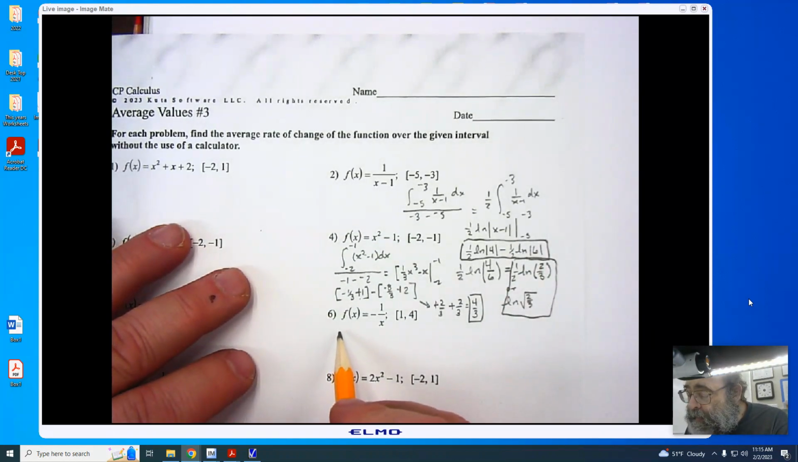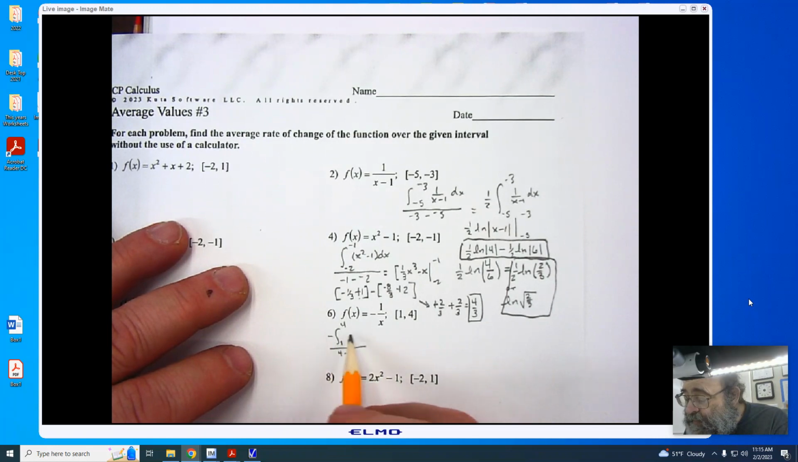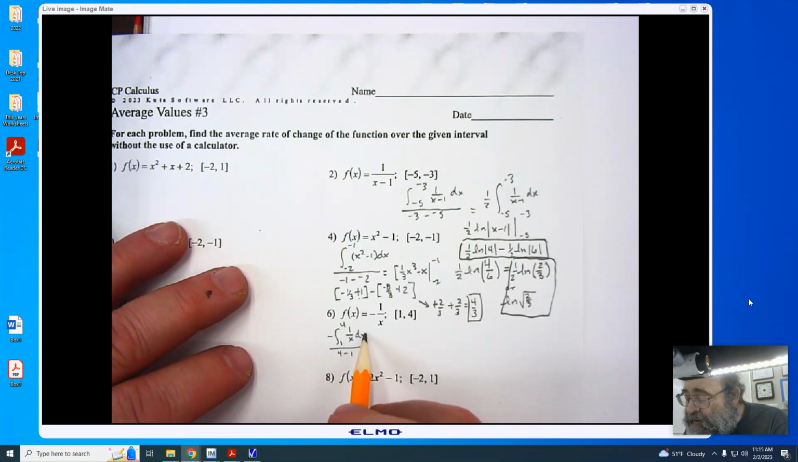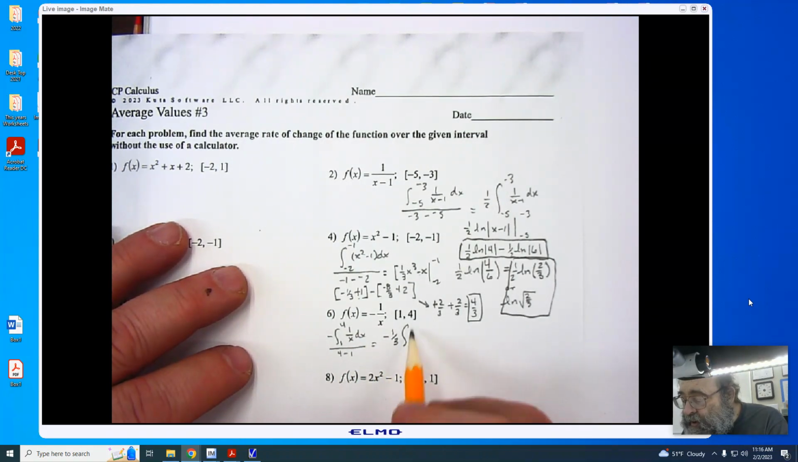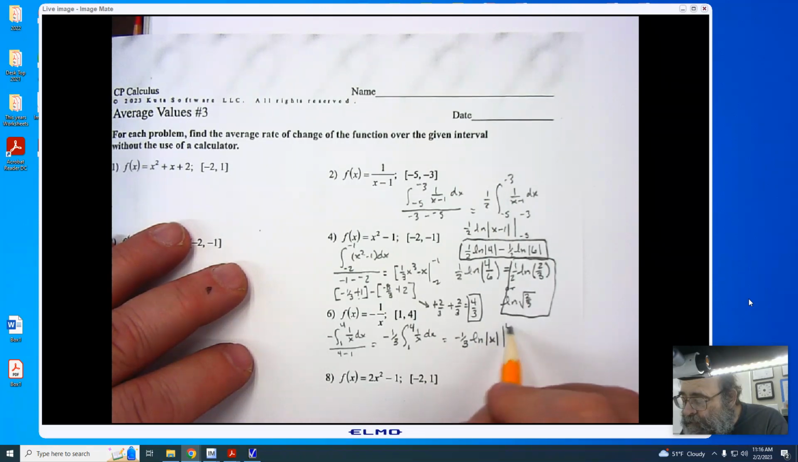Number 6. Once again, set it up. We're going from 1 to 4. We're going to have 4 minus 1 in the denominator. The negative moves out front. We have 1 over x dx. Rewrite it as -1/3. The integration, 1 to 4. Please remember, any fraction that we get here, it is a fraction. After all, it's 1 over 3, and I can move it in front of the integral. This is our natural logarithmic rule again. So we are looking at -1/3 natural log absolute value of x from 1 to 4.